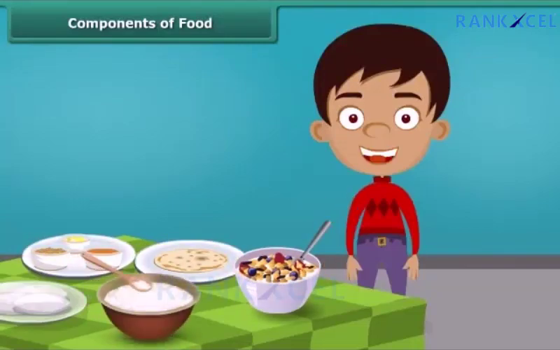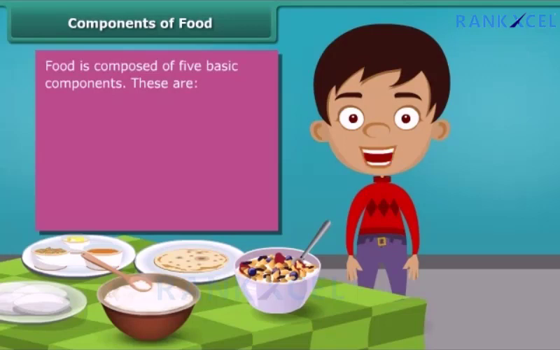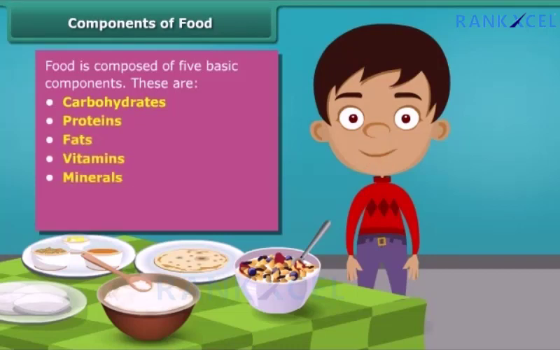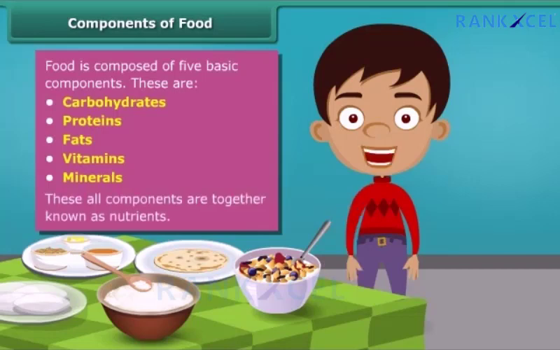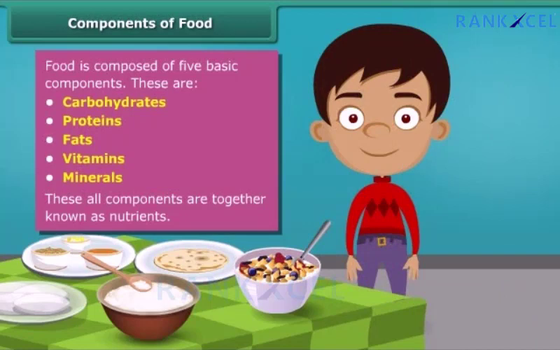Now, a question may arise: how do we get energy by eating food, and why is food known as fuel for our body? Friends, food has 5 basic components in it. These are carbohydrates, proteins, fats, vitamins, and minerals. All these components together are called nutrients. The body digests food and absorbs these nutrients to provide energy. Some nutrients help us fight against diseases.